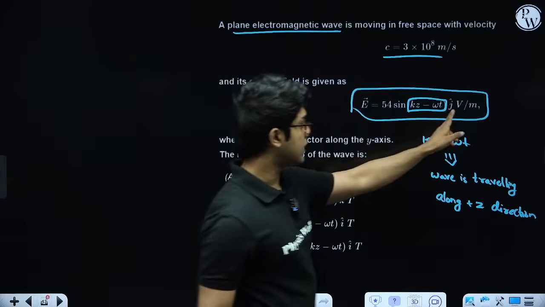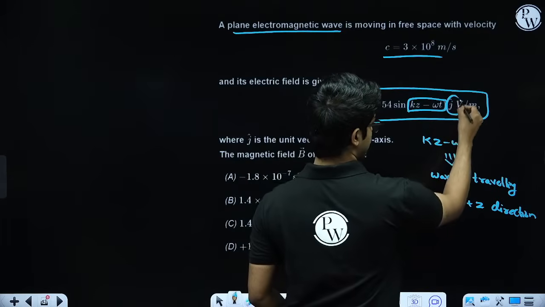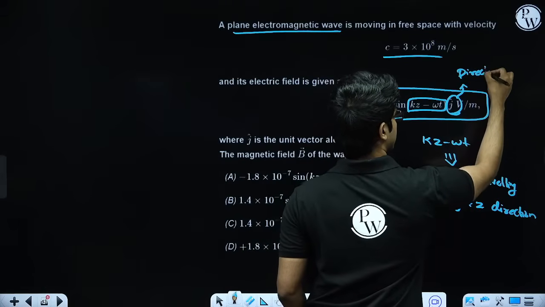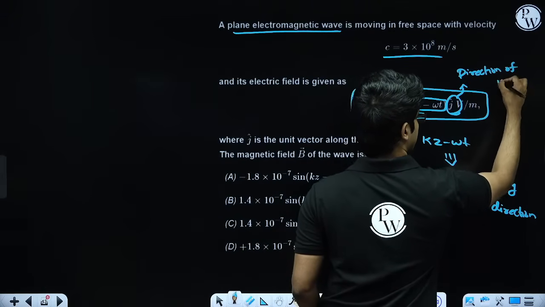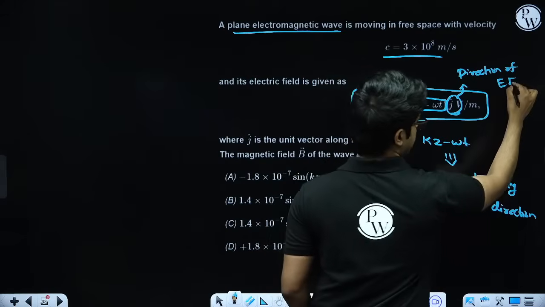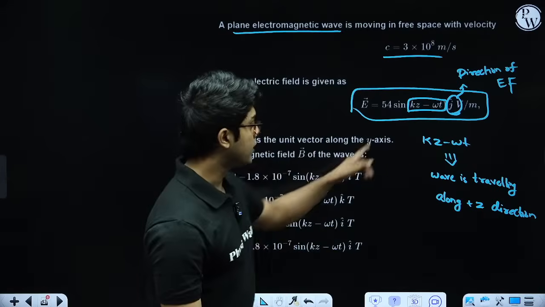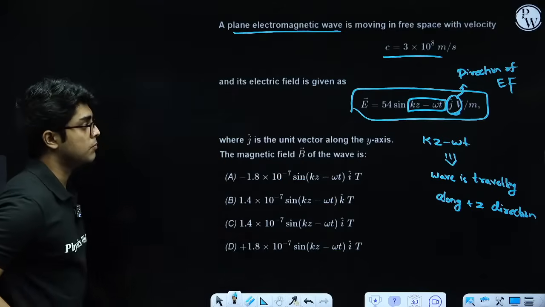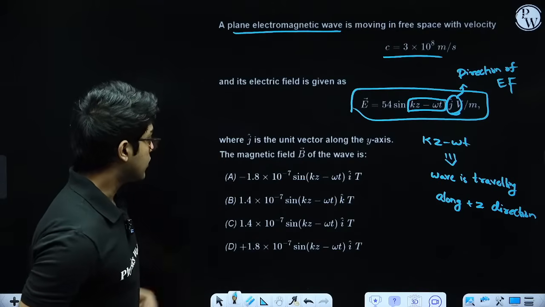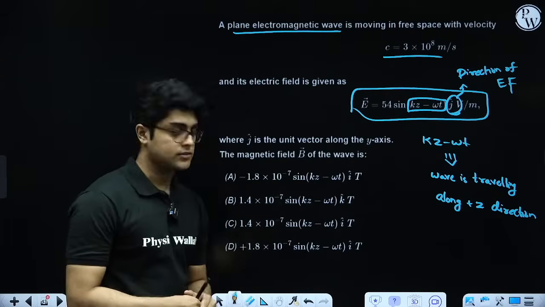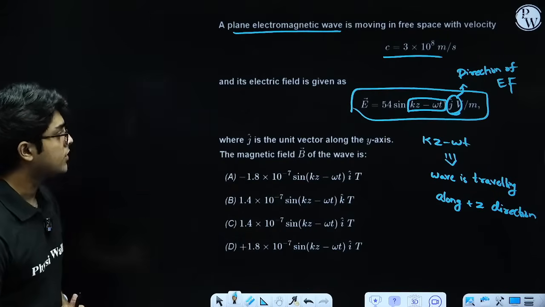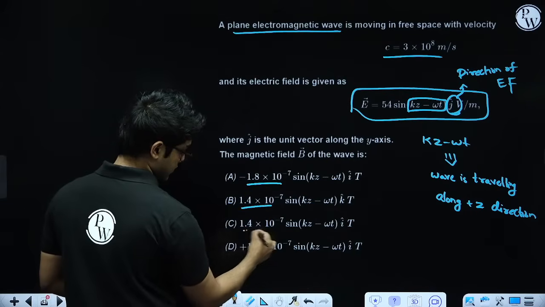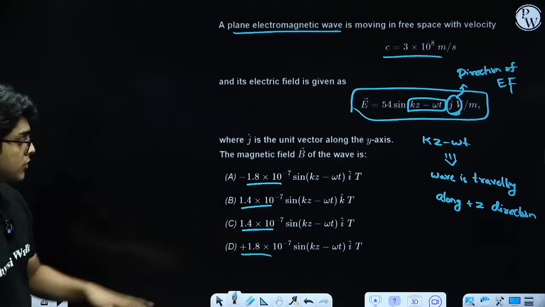Now the unit vector attached to the E vector is j cap. This is the direction of the electric field. So we can just directly look at the electric field expression and find out in which direction the wave is moving and in which direction the electric field is pointing. Now the question is, we have to find the magnetic field function. There are two things here, the magnitude of the function and the direction. We'll talk about them one by one.